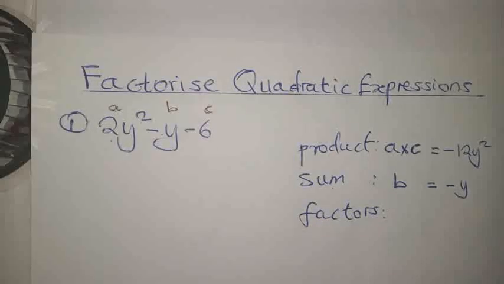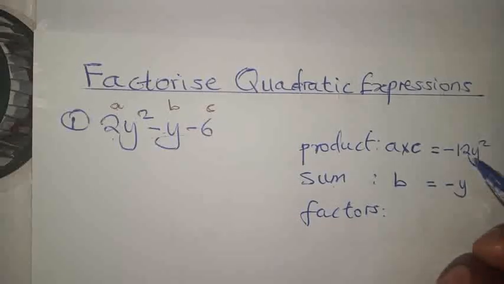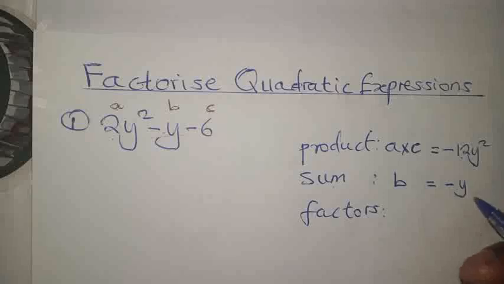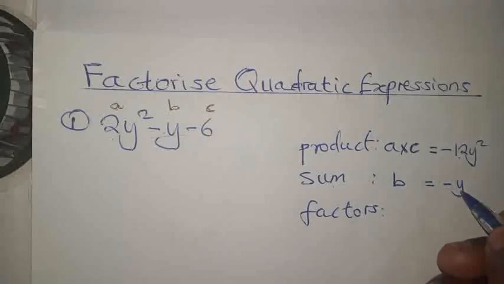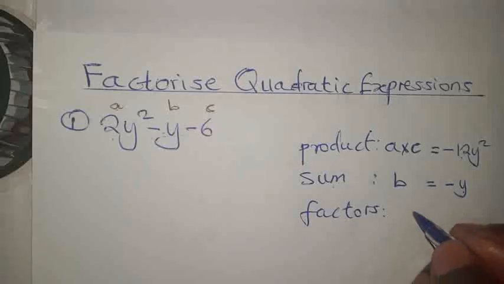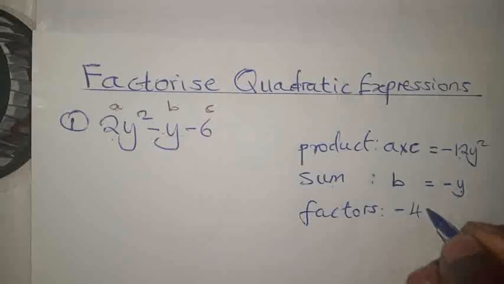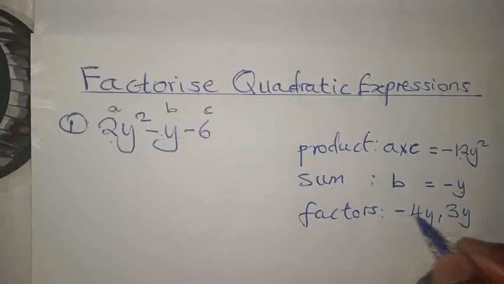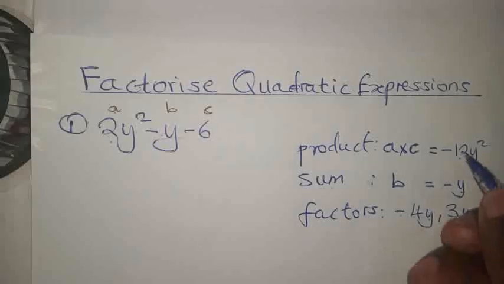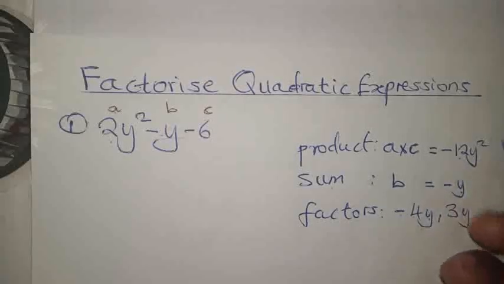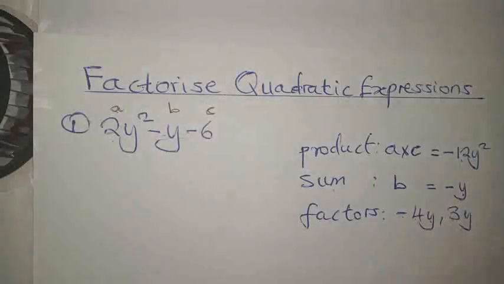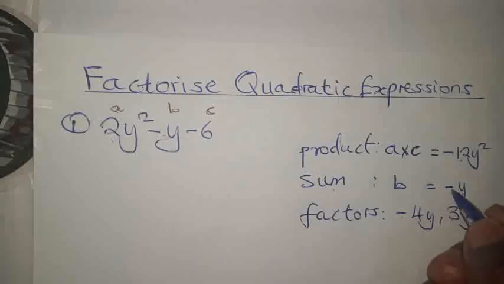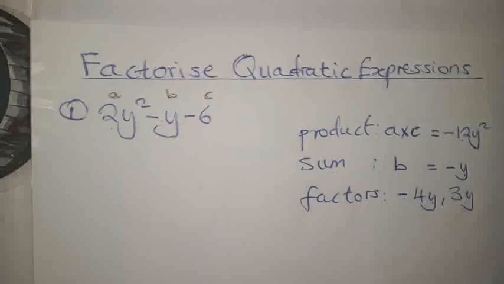Now let's find the factors. How do we find the factors? Factors are numbers that, when we multiply them, give us -12y squared, and when we add them, give us -y. Those numbers are -4y and +3y. Look, when you multiply -4y by 3y, it gives us -12y squared, since -4 times 3 is -12. Then -4y plus 3y gives us -y. So we have found that.